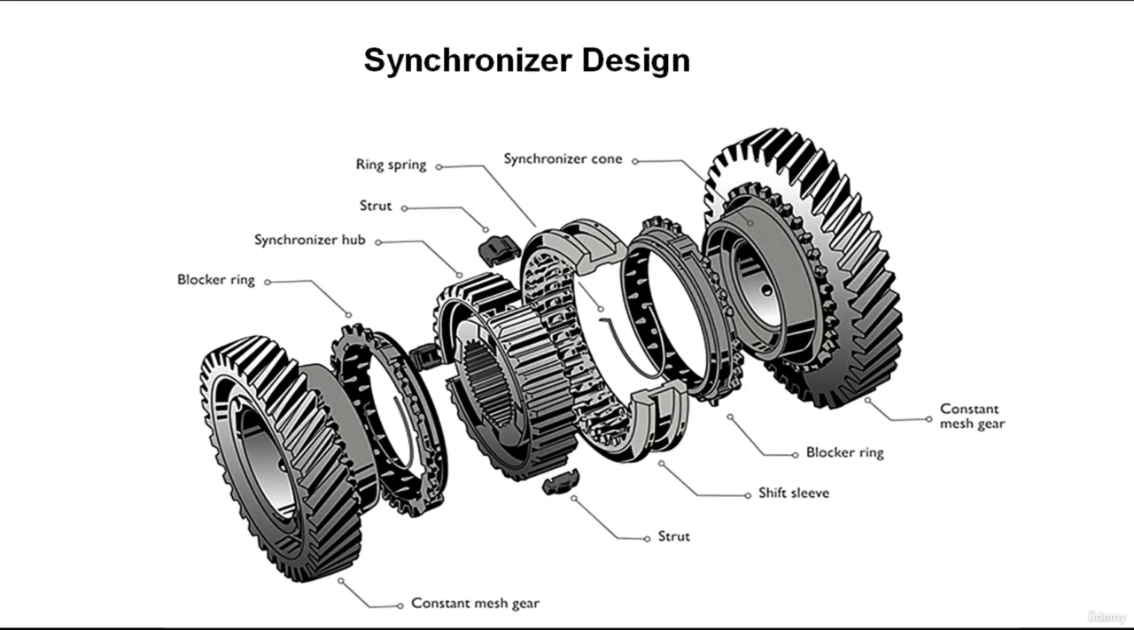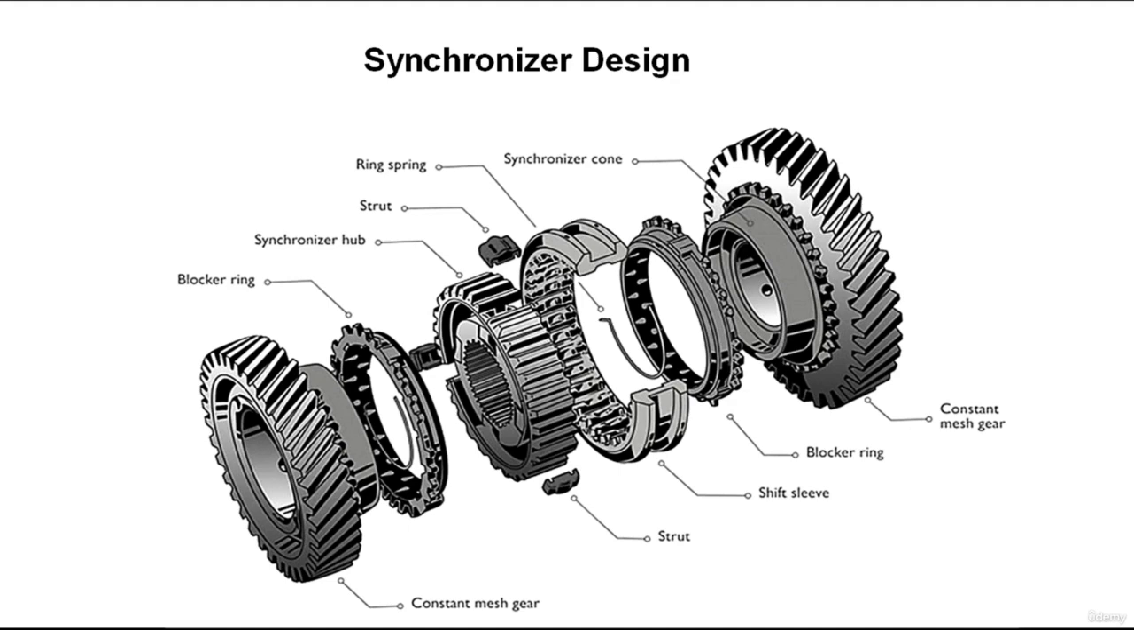Around the outside of each blocking ring is a set of beveled clutching teeth. The inside of the blocking ring is shaped like a cone. This cone surface is lined with many sharp grooves. The cone of the blocking ring makes up only one half of the total cone clutch. The second or matching half of the cone clutch is part of the speed gear to be synchronized.